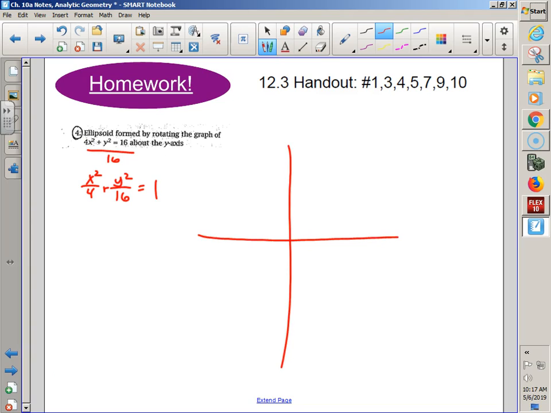The center's at 0, 0. That's your HK because of just x squared, y squared. Why am I going just over 2? Yeah, because you can do square root of 4 is 2. Square root of 16 is? 4. So it's a root.